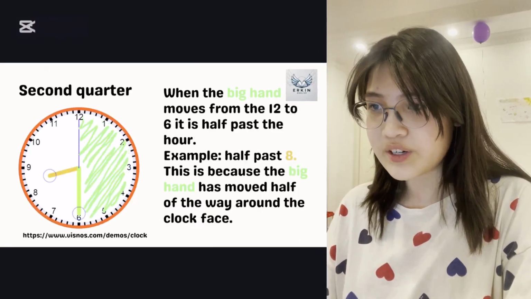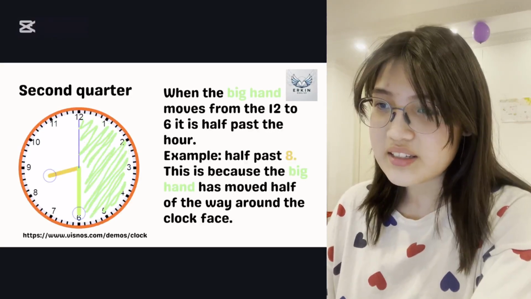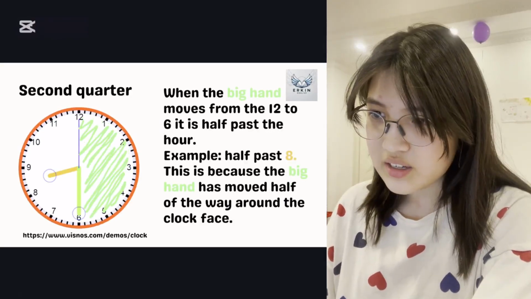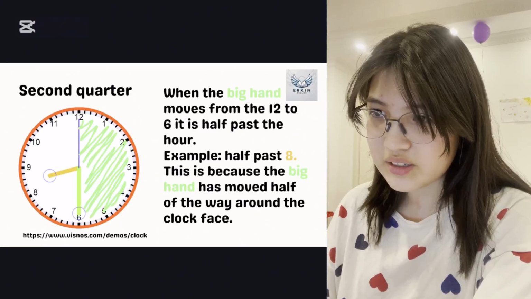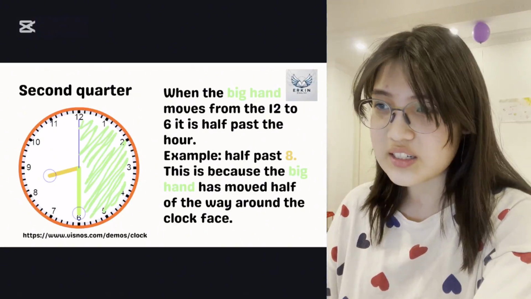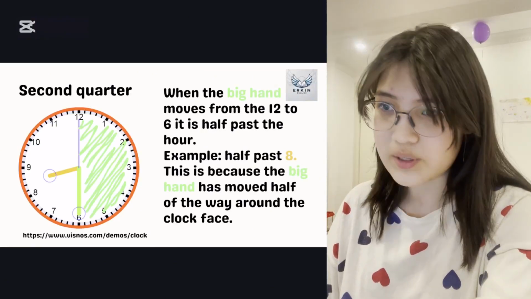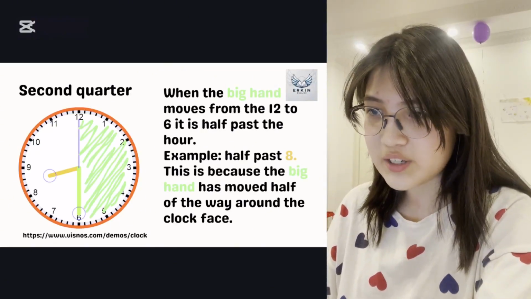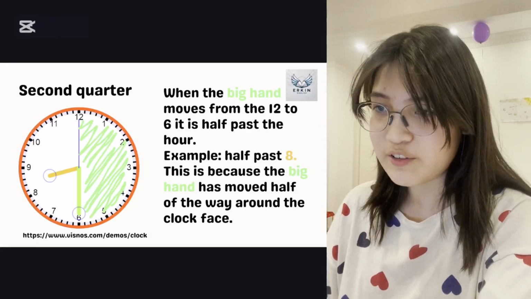Then with the second quarter, we know that the big hand is on from 12 to 6. We know that half of the time has passed, which means that it's half past the hour. So here in this example, the small hand is showing on 8, so we know that it's half past 8.